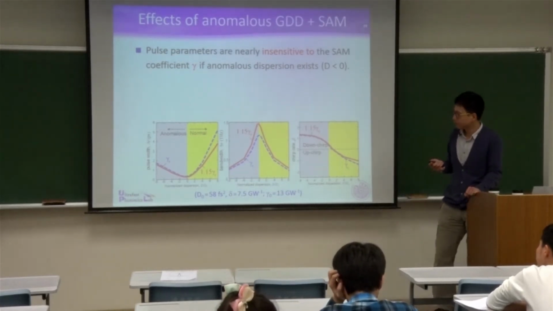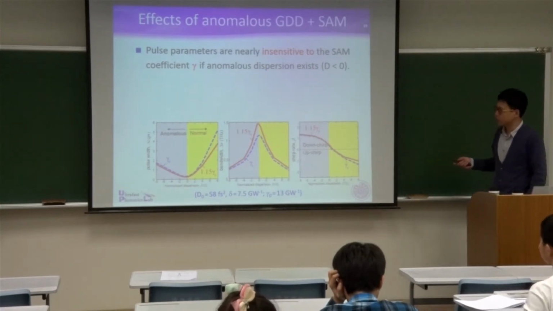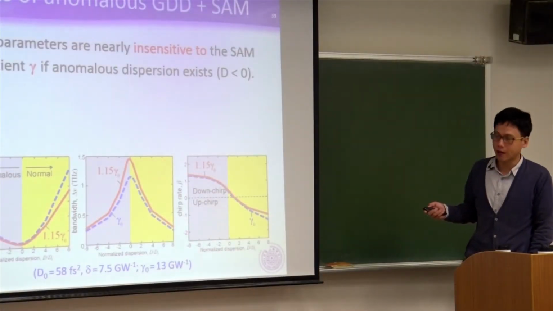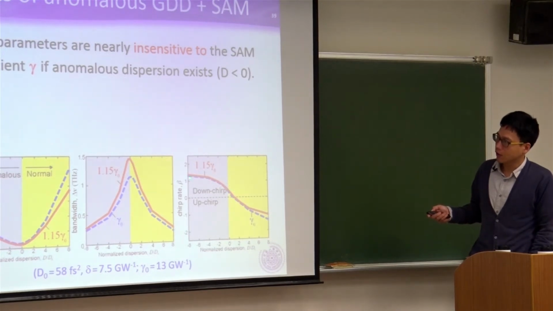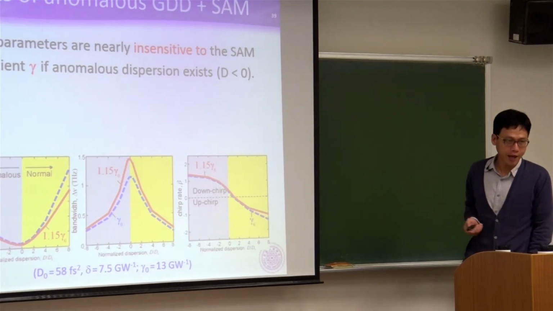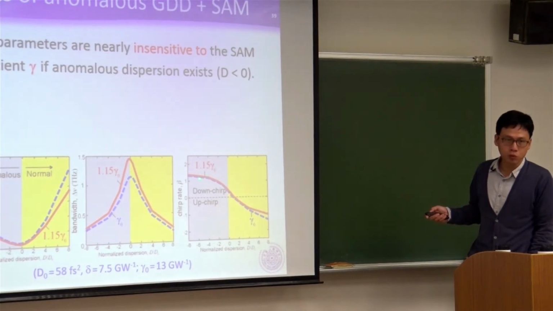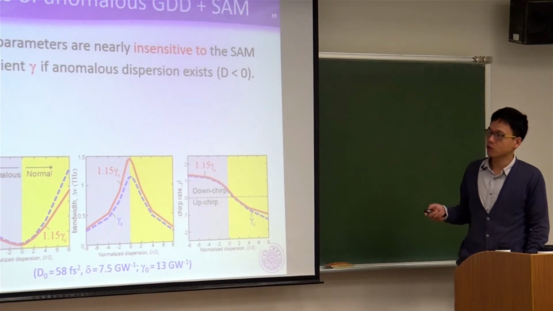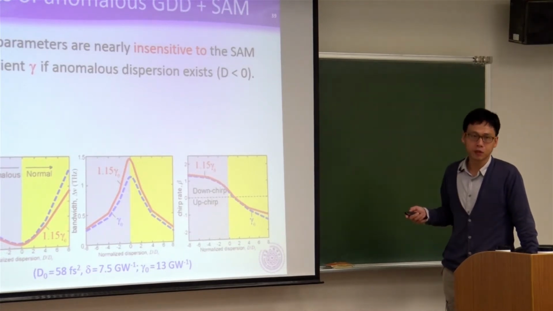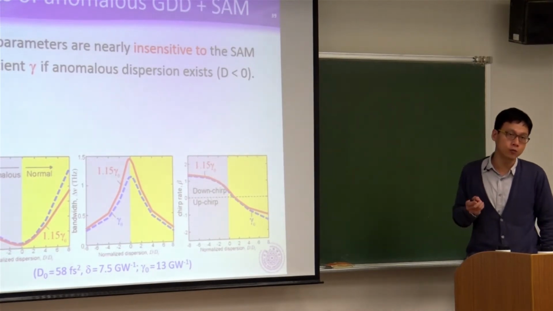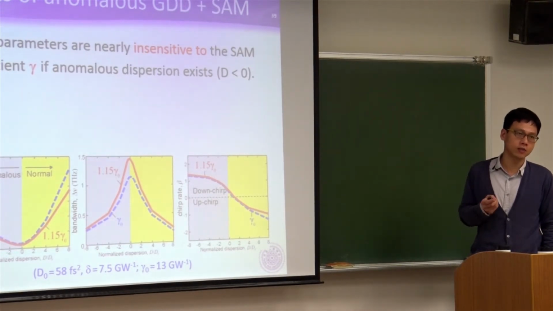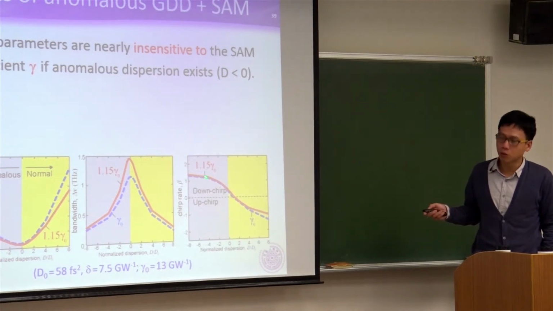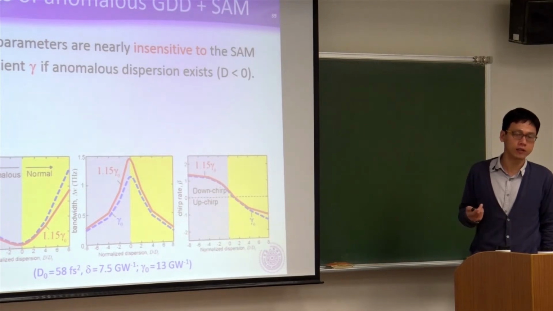If you observe the third figure, it's also very evident. You see on the left half, the two curves, the blue one and the red one, almost overlap with each other. So it also means the SAM coefficient does not change the chirp rate in steady state if you are working with the anomalous dispersion regime. They share almost the same steady state chirp rate.